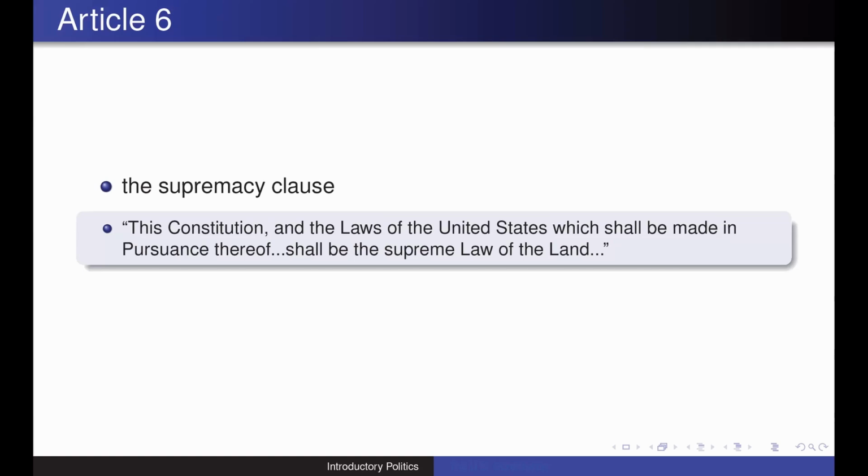The Supremacy Clause of the U.S. Constitution says that this Constitution and the laws of the United States, which shall be made in pursuance thereof, shall be the supreme law of the land. This idea of the Supremacy Clause essentially articulates that whenever there is some type of conflict between, say, what the U.S. Constitution may guarantee as a right, state constitutions that may disregard that right are not able to do so because of the Supremacy Clause.